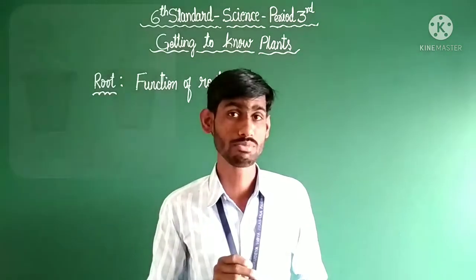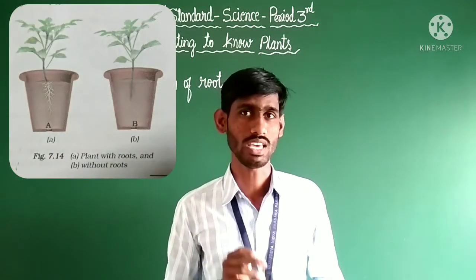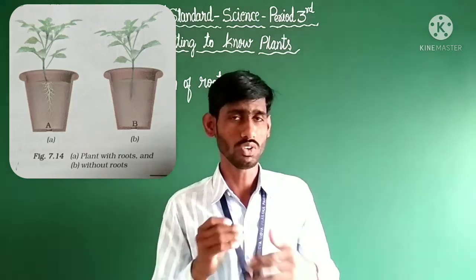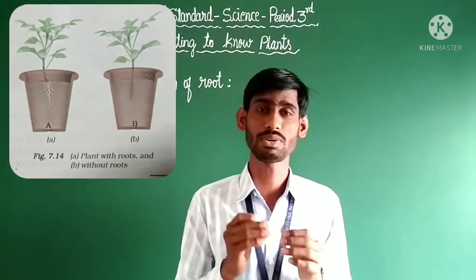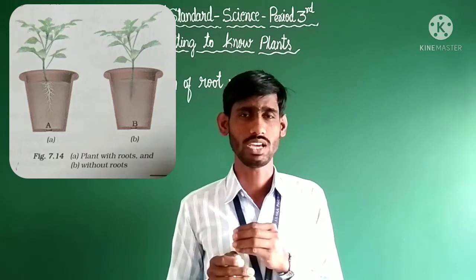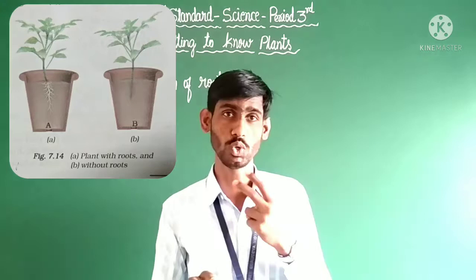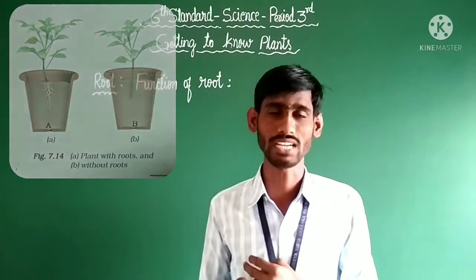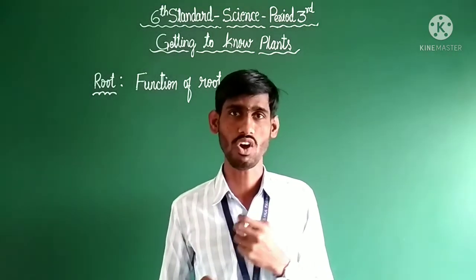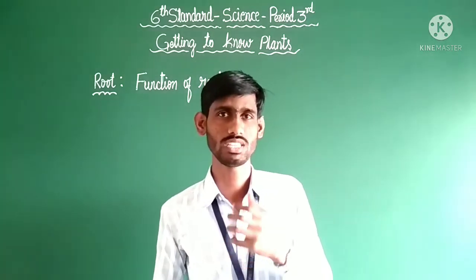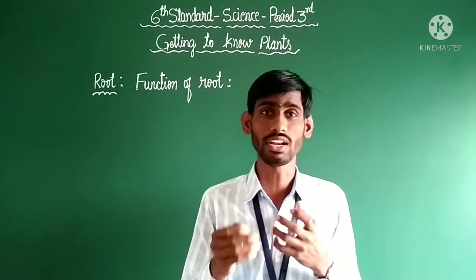Dear children, observe the images. To do this activity, we need specific apparatus, I mean things. Which are those? Yes, 2 pots, and also 2 plants, a blade, soil, and water. These are all the materials we require.